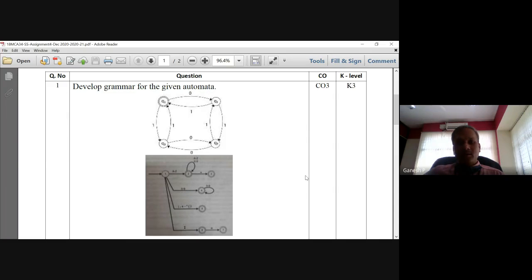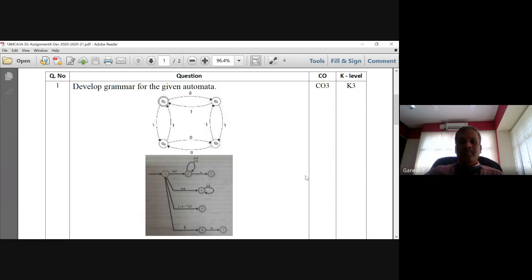Next, suppose I am at Q1. Upon 1, I will go to Q2. Then again after 1, I will come back to Q1. After 1, I will come back to Q0. So there is a sequence of ones after 0. Minimum one 0 is required, and after that there can be a sequence of ones. That is another way of looking at the grammar. So the first one is 0 1. Next, a sequence of ones after a single 0. That is a leading 0.